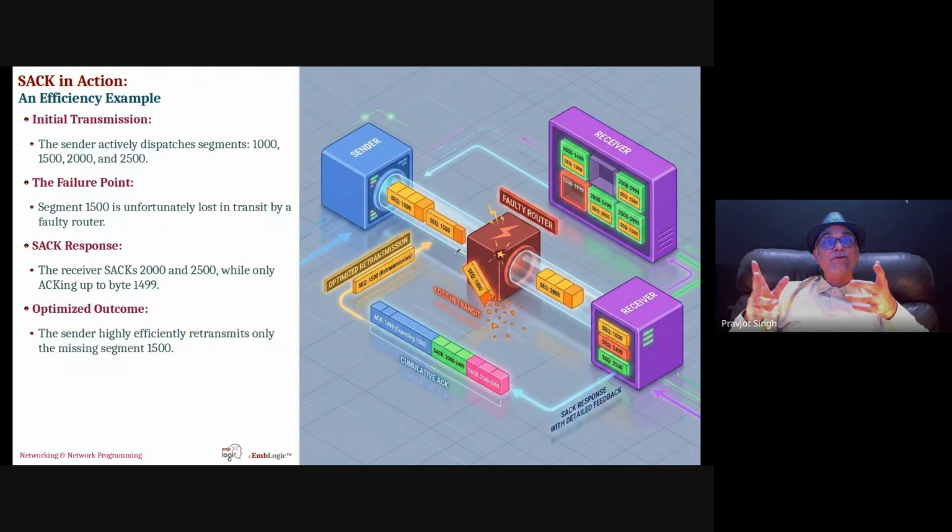Just like the sliding window is decided, that quantum size is also a buffer size that is decided. How does SACK work? Well, I've already explained it. The sender dispatches 1000, 1500, 2000, 2500. The failure point is 1500. Okay, but you have received SACK for 2000, 2500. So what will happen? Only 1000 to 1500 will be retransmitted. That's how it works, and that's what is explained.